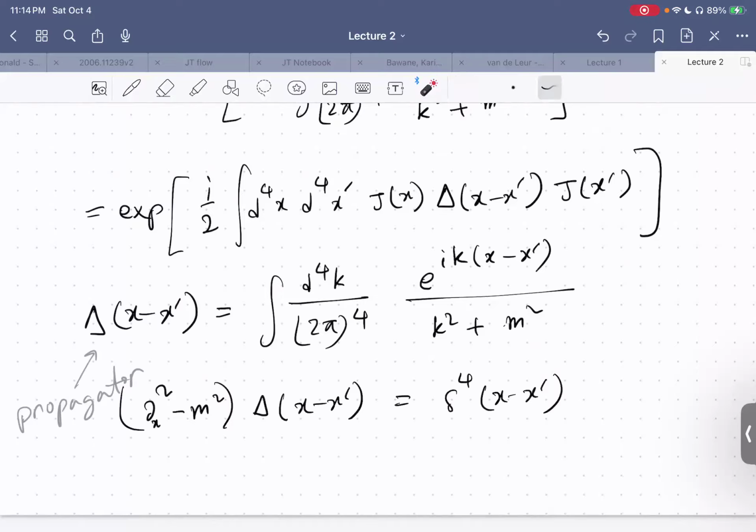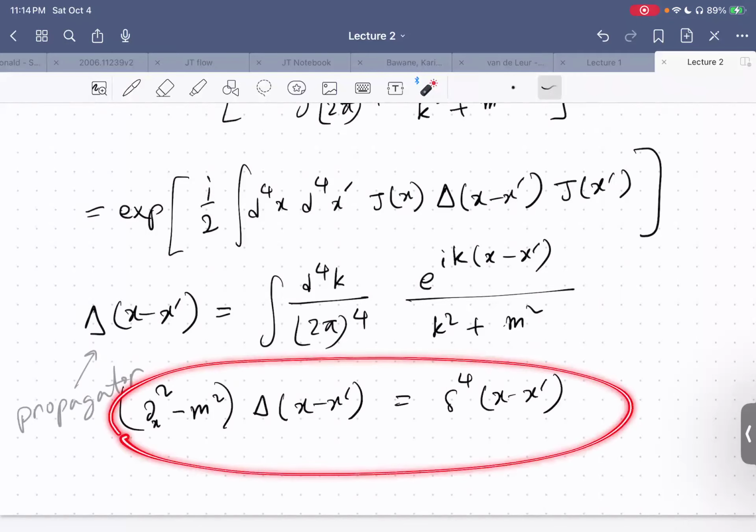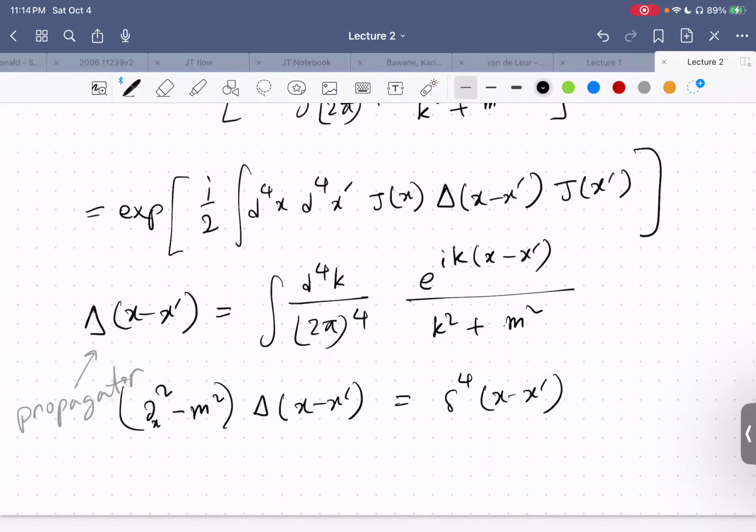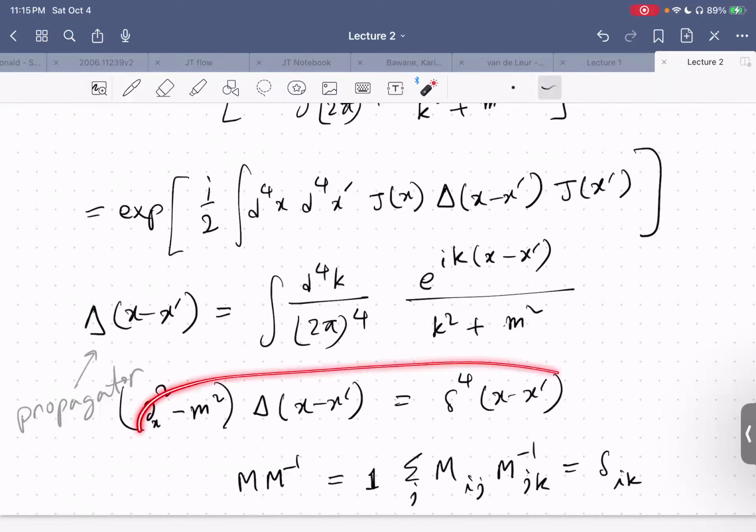Okay, and this is kind of the definition of an inverse, because what is inverse in the matrix case? A matrix N is inverse to M if what you get is identity, right? If you multiply a matrix by its inverse, you get the identity. And this delta function is the analogue of identity, because in index notation, you would write this as M_ij, M inverse_jk equals delta_ik, sum over j. And this is exactly what's happening here.